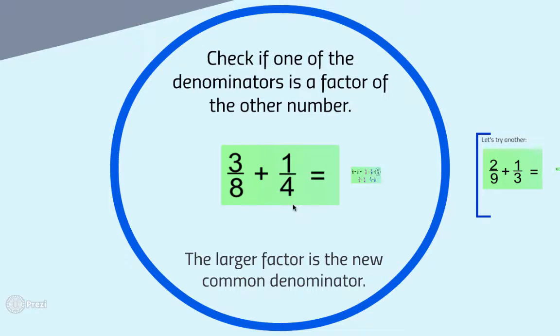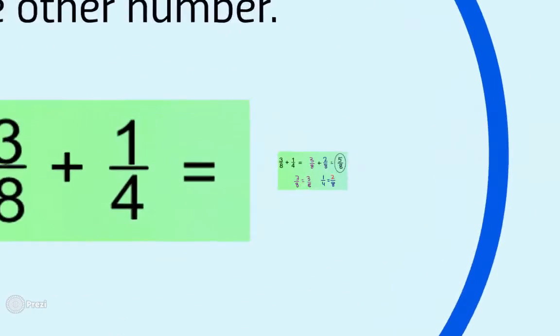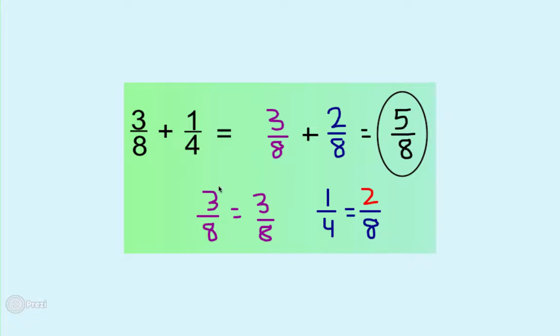3/8 plus 1/4. Since 4 is a factor of 8, we can make an equivalent fraction with the denominator of 8 that's equal to 1/4. 3/8 can stay the same. This saves us time, which is why this is a good strategy.